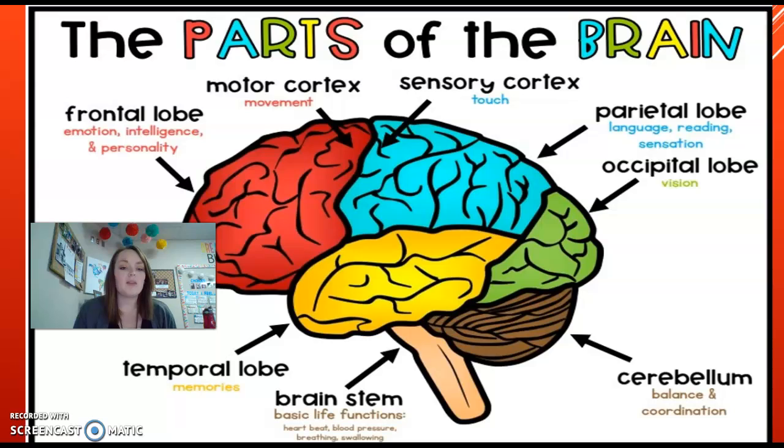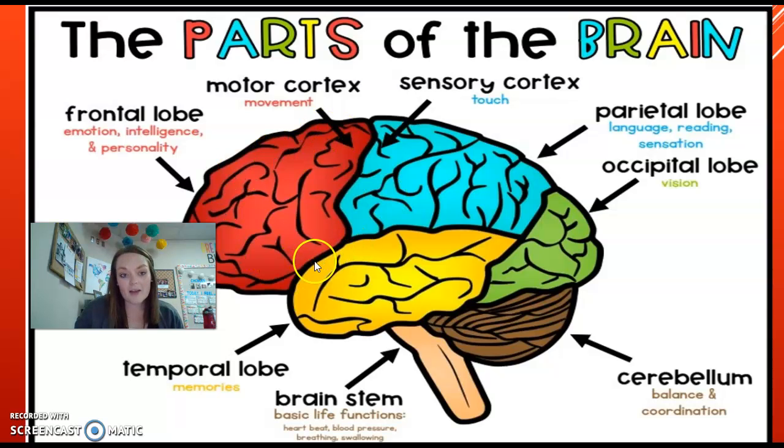Next we have the brain stem, which is down here. It's the tannish one, and it looks like a stem. And this connects to your spinal cord. This is your daily function. So think about it. Our body does things that we don't even think about. So your heart racing or your heart pumping, breathing, blood pressure. Those are all things that our body does without us telling it to do it.